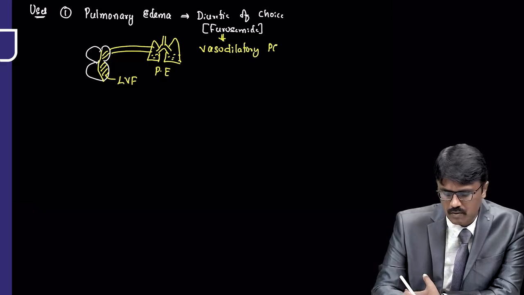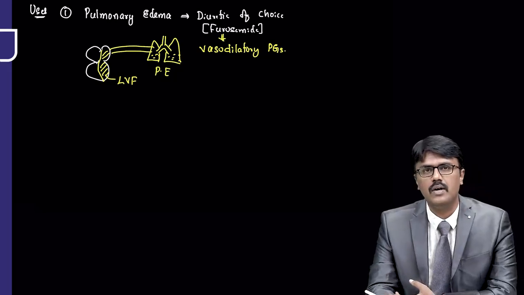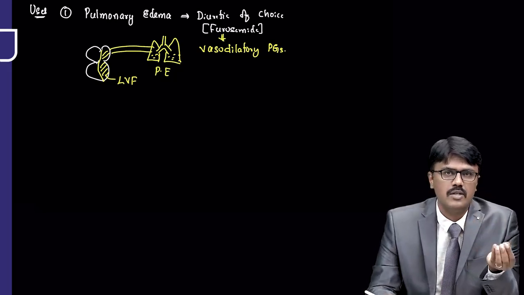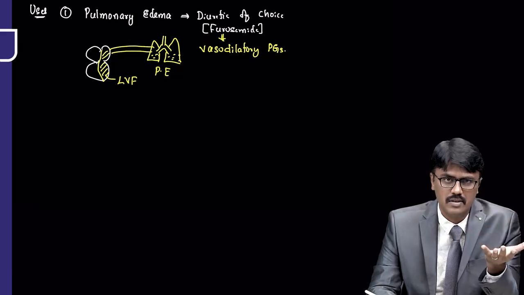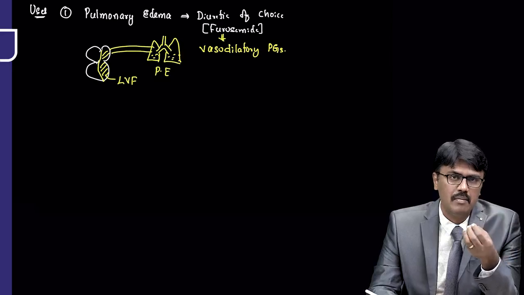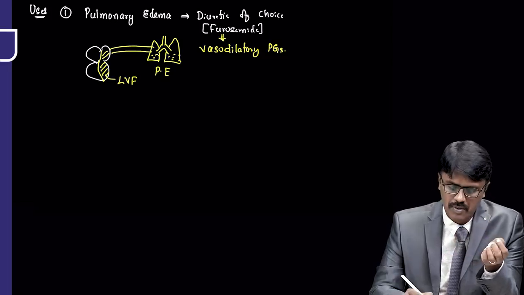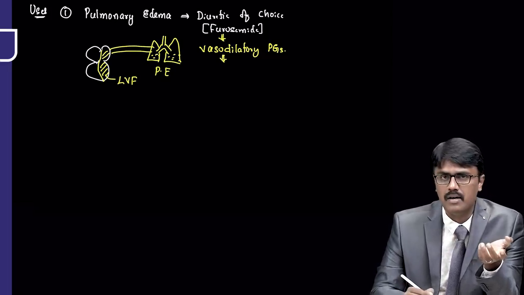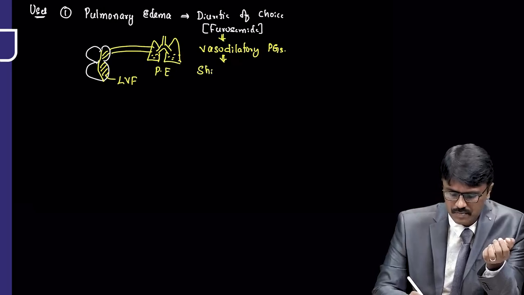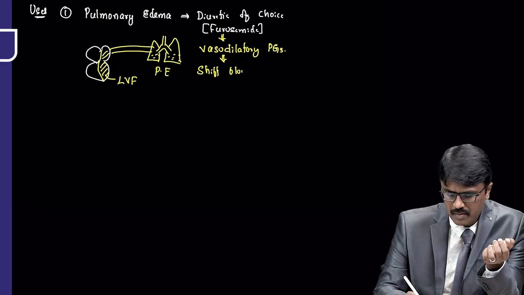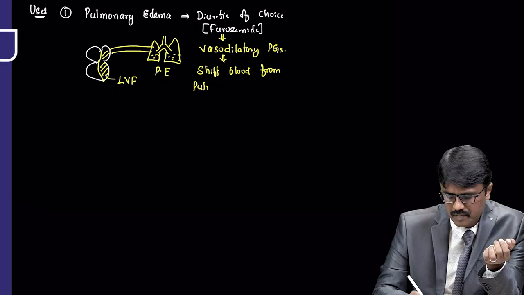Now, when we use furosemide, the advantage of furosemide is it releases vasodilatory prostaglandins. Now, what will vasodilatory prostaglandins do? They will dilate the veins in the periphery. So, when you dilate the vein, the fluid will be more in the vein and less in the lungs. So, that is what we mean by shifting of the blood. It will shift blood from pulmonary to systemic circulation.